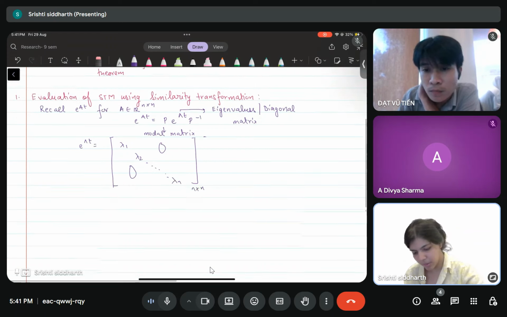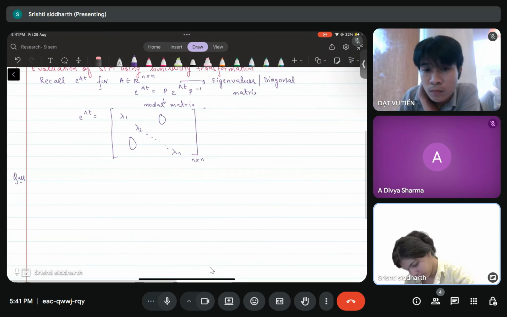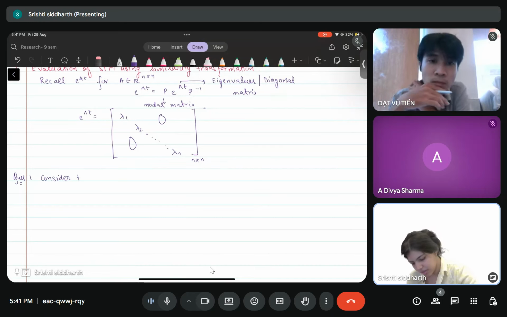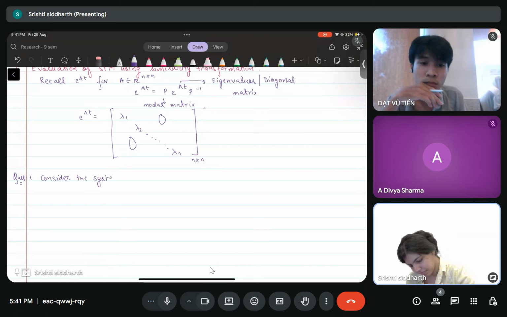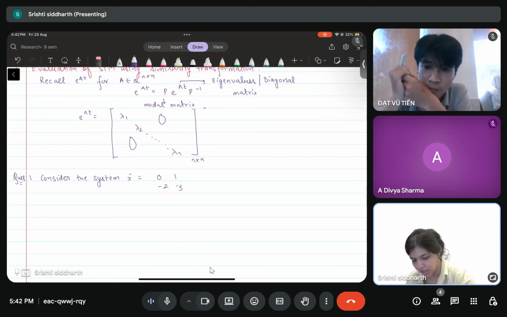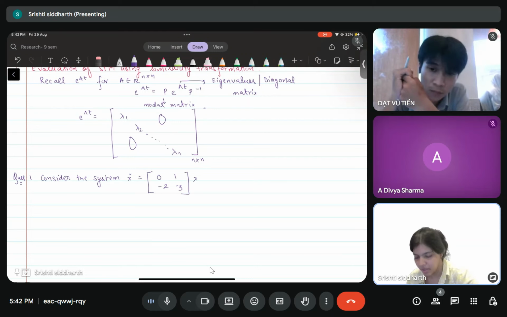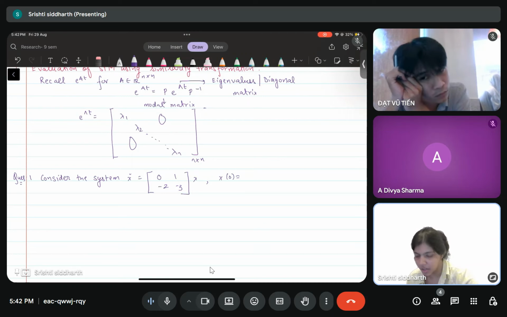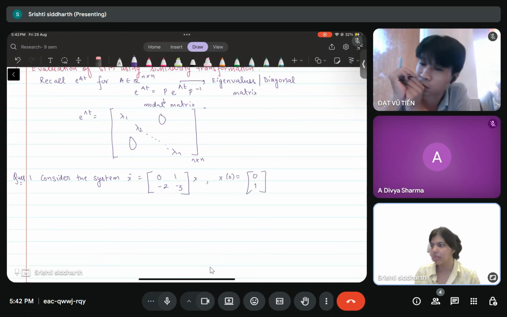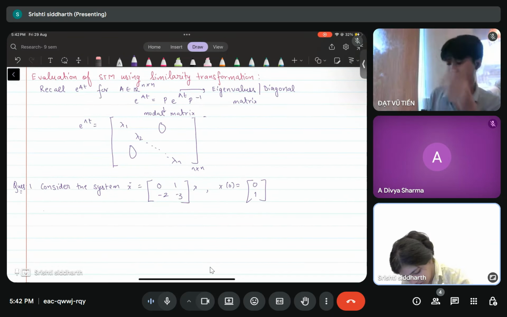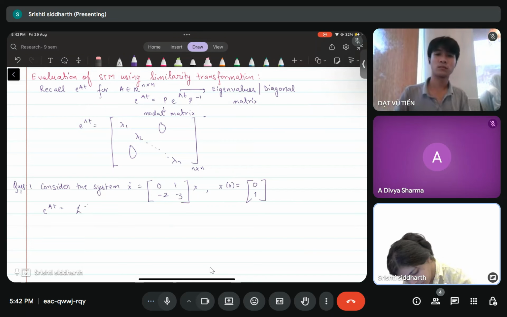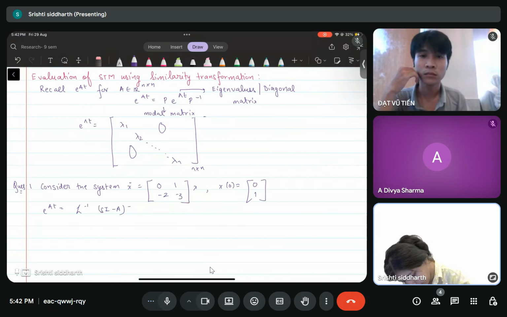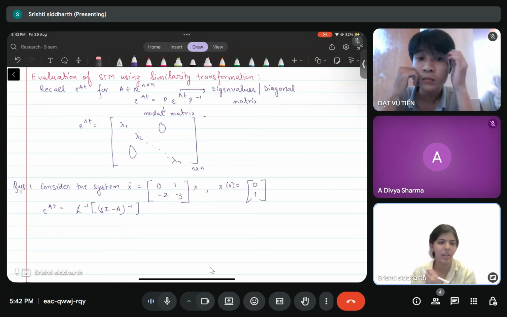Okay, so let's start with a simple question. Consider the system x dot equals [0, 1; minus 2, minus 3] x, and the initial condition is simply [0, 1]. Okay. So we can evaluate the state transition matrix using this, but we'll try with the eigenvalue test first.